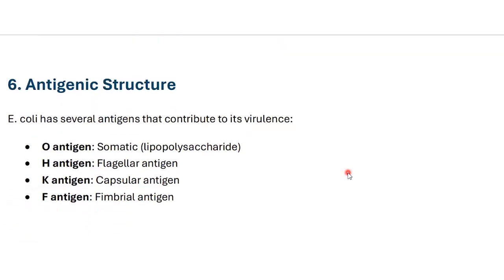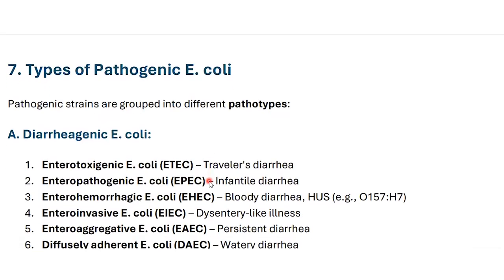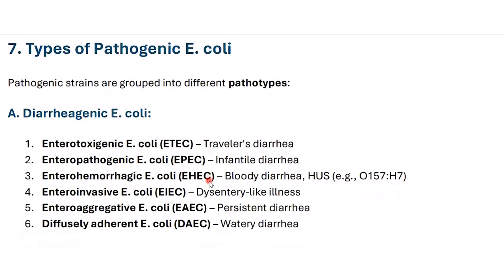Antigenic structures: O antigen, somatic lipopolysaccharide; H antigen, flagellar antigen; K antigen, capsular antigen; and F antigen, fimbrial antigen. So different components of the bacteria will behave as antigens. O, H, K, F antigens in the case of E. coli. Next is the types of pathogenic E. coli. That is the most important thing.